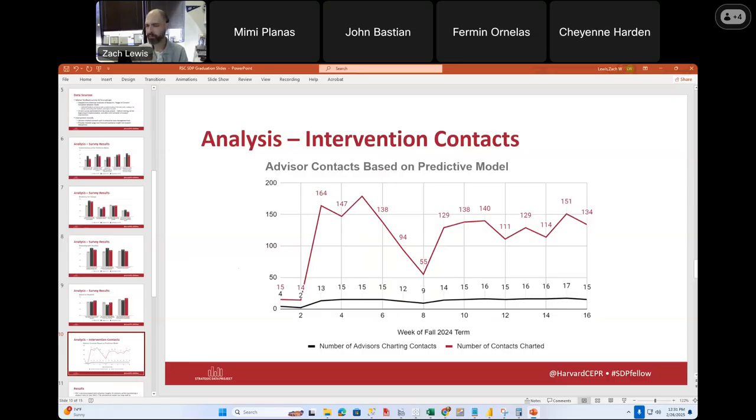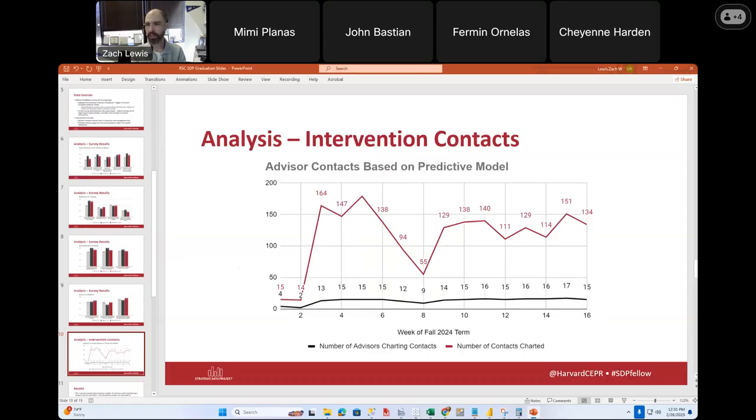Rio employs roughly 20 advisors who were dedicated to this type of advising work. And so where we're seeing upwards of 16 or 17 advisors interacting and charting interactions based on the data model, we're taking that as a sign of success that we had virtually full usage happening throughout the fall semester.